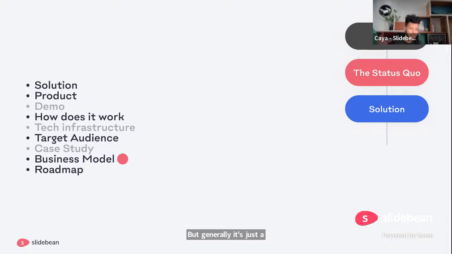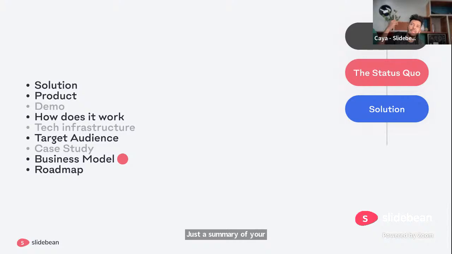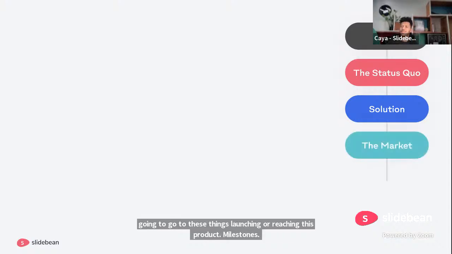And then last but not least in this section is the roadmap, which is, well, the roadmap, a great bridge to the next section, which is the market section. Just a summary of your milestones and what's going to happen over the next few months. Normally, it's what's going to happen over the next 1 or 2 years, rather than the next 5 years, because that's not what this round of funding will fund, right? So yes, you want to talk a little bit about long-term vision, but for the most part, it's, hey, the capital that you're going to give me, investor, is going to go to these things, launching or reaching this product milestones roadmap. Okay, next section.